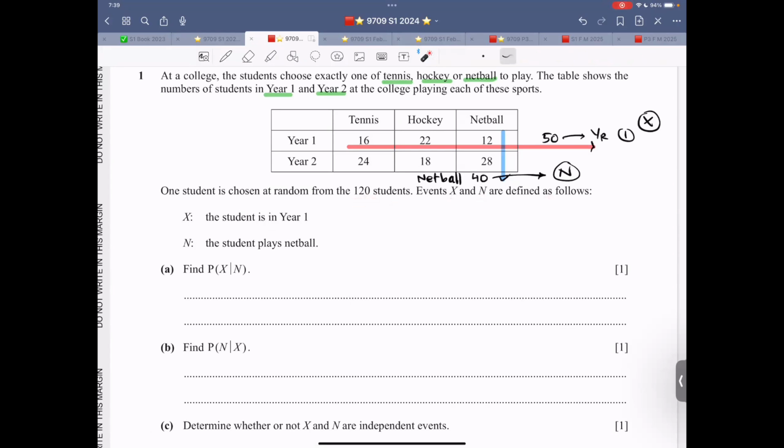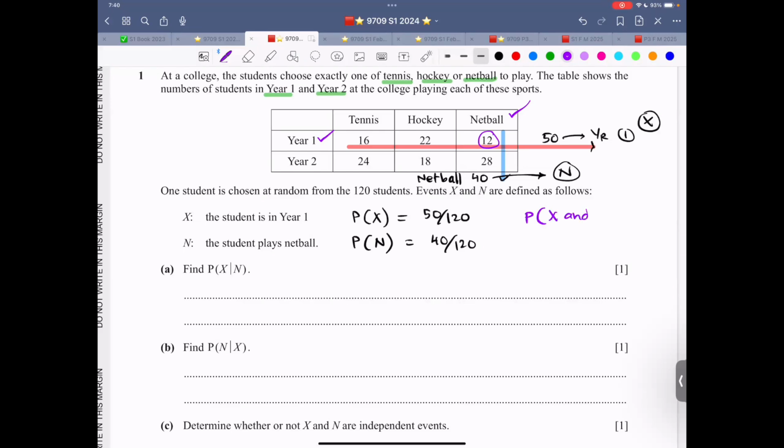So now it says one student is chosen at random from 120 students. X and N are defined as follows. X is a student in year 1. So if I write probability of X, that would be 50 over 120. And N is the student plays netball. So probability of N, that would be 40 over 120. And let me just write one other thing. There are 12 students from year 1 who play netball. So probability of X and N, he or she is in year 1 as well as plays netball, that would be 12 over 120. I'll use that later for part C.